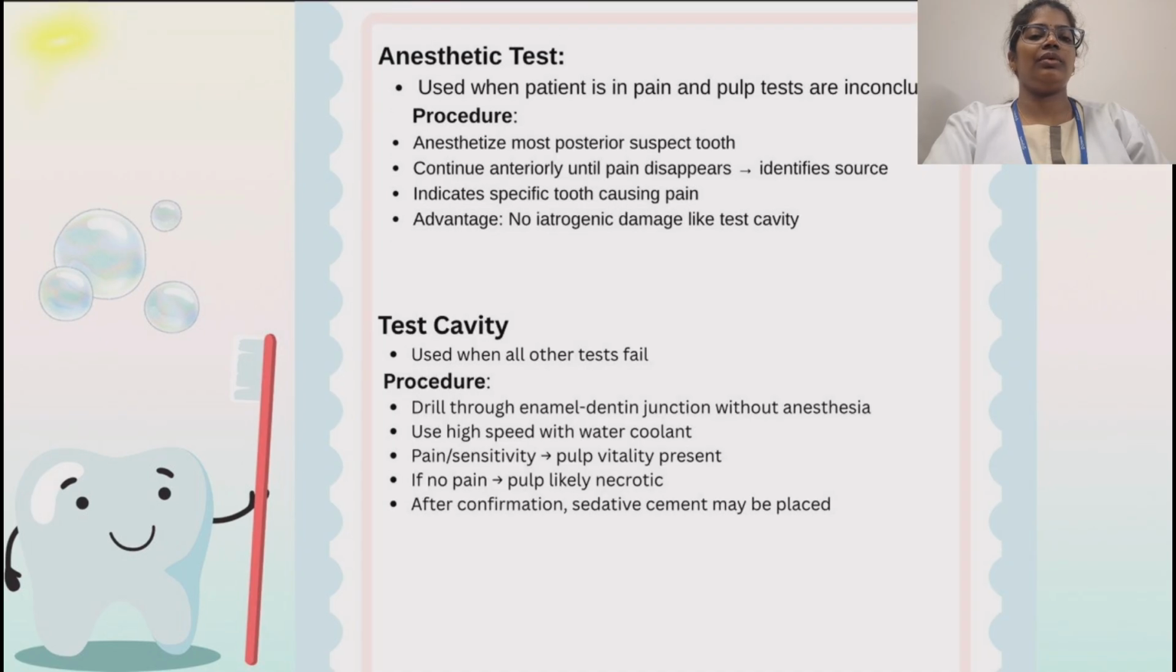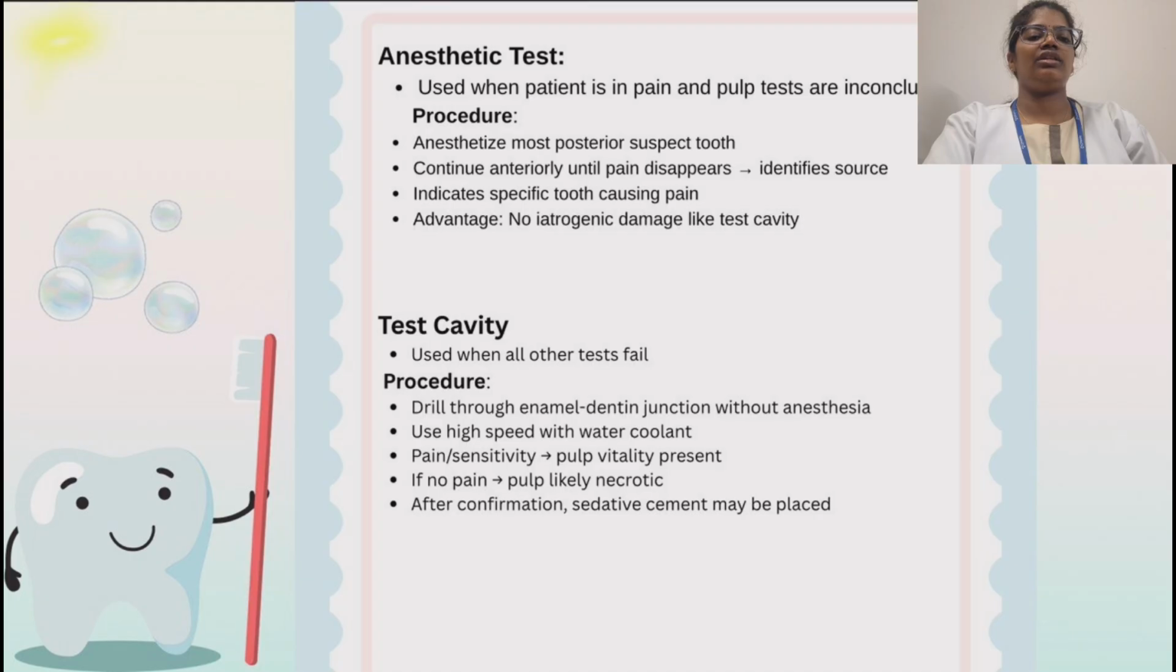Anesthetic test. It is used when the patient is in pain and the pulp tests are inconclusive. This procedure is conducted by anesthetizing the most posterior suspect tooth, and continuing anteriorly until the pain disappears to identify the source. Indicates the specific tooth causing pain. Advantage, no iatrogenic damage like test cavity.